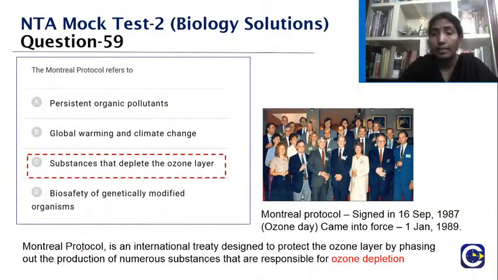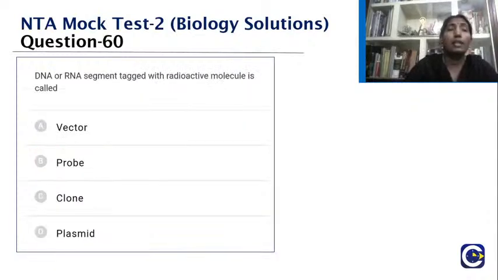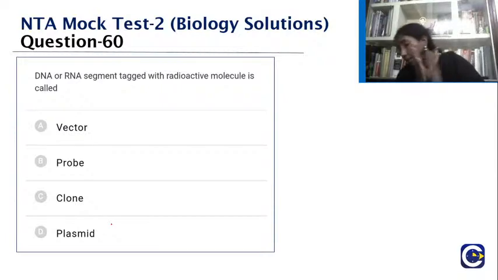Okay, children. Next comes a very easy, direct question. Let me see who is giving the answer. The DNA or RNA segment tagged with radioactive molecule is called vector, probe, clone, plasmid. You take a DNA or an RNA segment and tag it with a radioactive molecule. What is that called? Let me see who gives the answer. Yes, excellent, Neelambari.